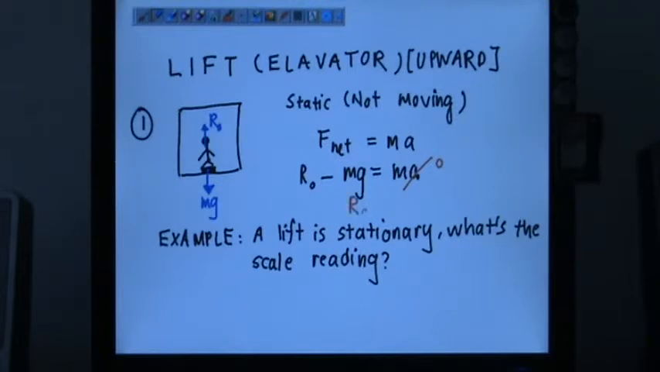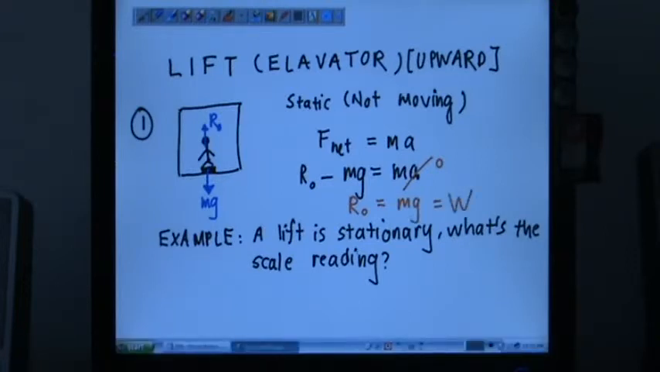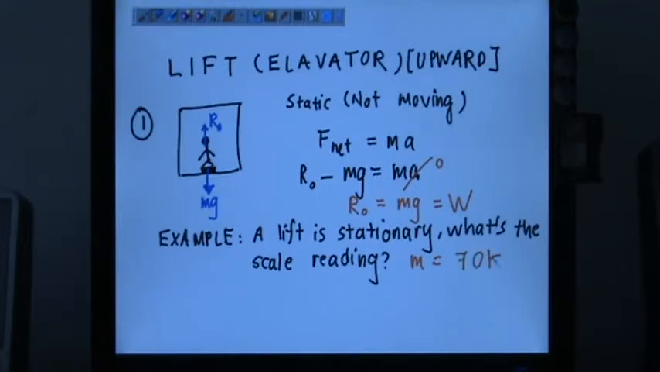So because of this, my first reading is actually the weight of the person itself. Let's say the lift is stationary. What's the scale reading? Let's say the mass of the person is 70 kg. We try F net equals ma, then R minus mg equals 0, and then we have R equals mg. So the first scale reading should be mg, and in this case we can put 70 times 10. So we have 700 Newton, the usual weight that you feel when you step in the lift not moving yet.